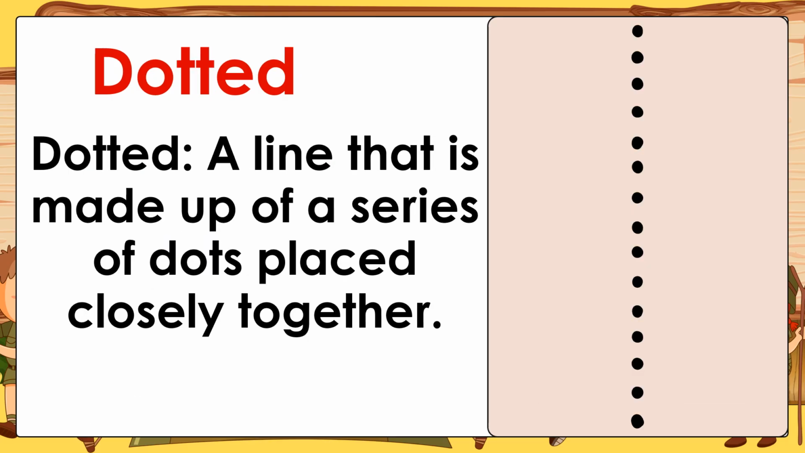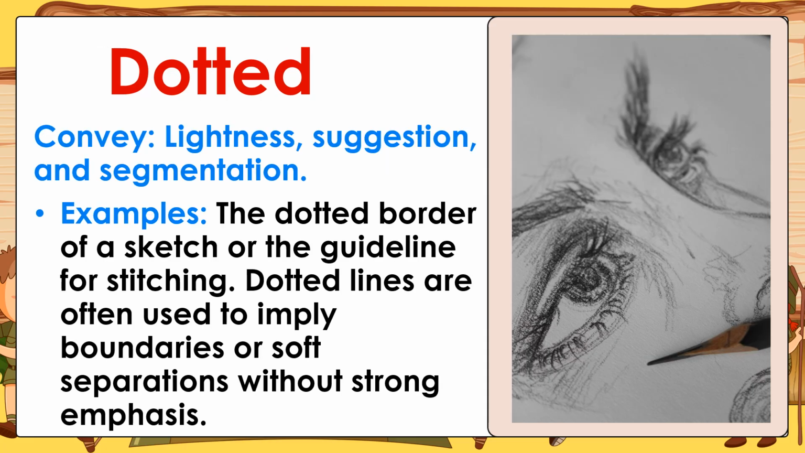Dotted. A line that is made up of a series of dots placed closely together. Dotted conveys lightness, suggestion, and segmentation. Examples: the dotted border of a sketch or the guideline for stitching. Dotted lines are often used to imply boundaries or soft separations without strong emphasis.